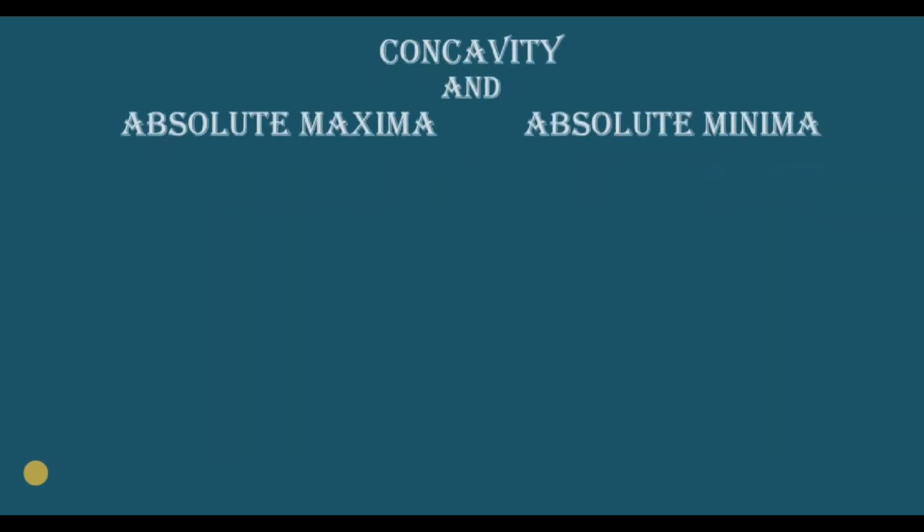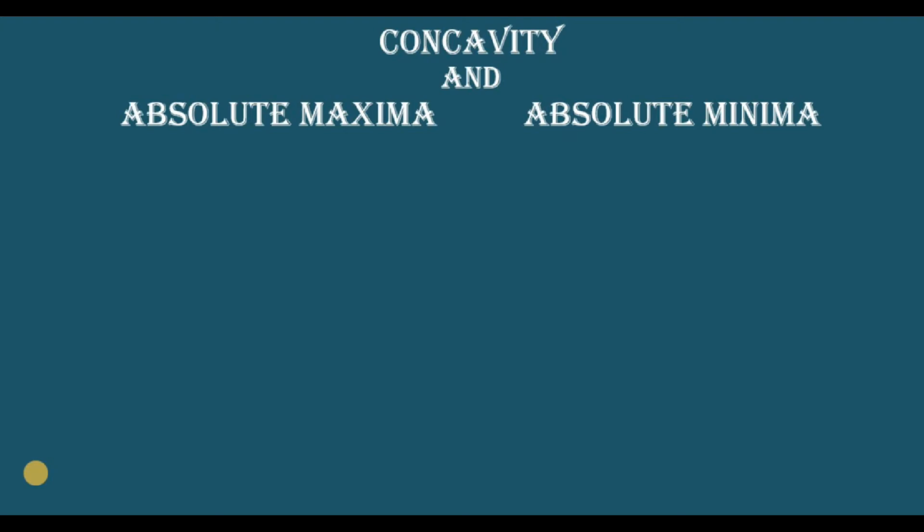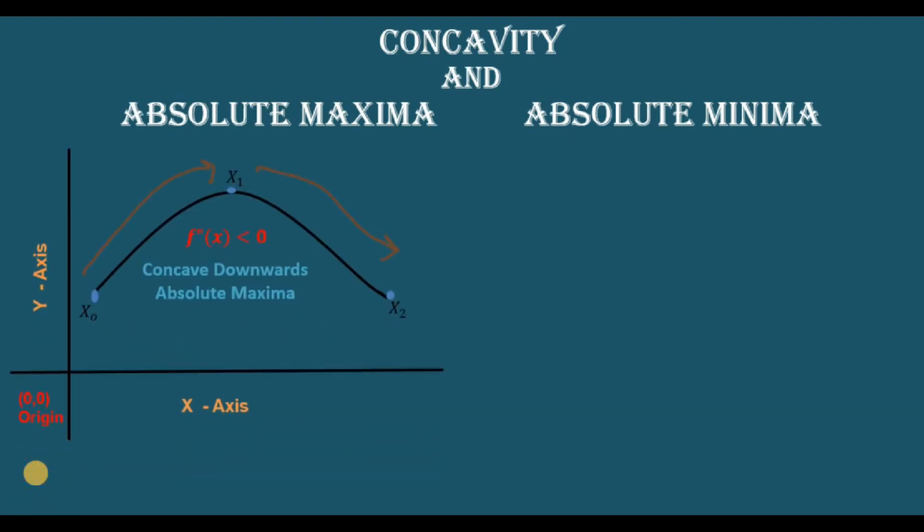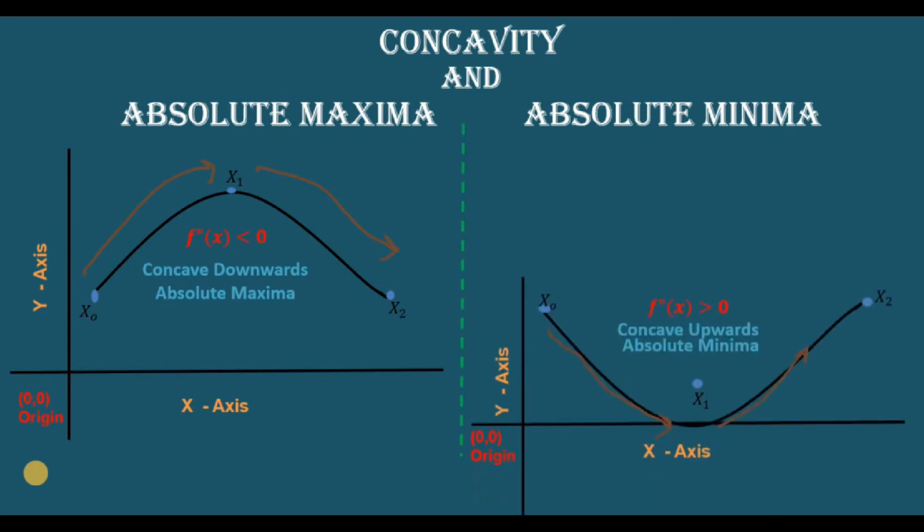Now the second derivative test, f double dash of x. In this we will study concavity and absolute maxima and absolute minima. Now here in the figure we see that the point x0 moves to x1 and then to x2. It gradually rises and then it falls. The result of second derivative is less than 0, which means it is negative and the curve is facing downwards, and in that case we have absolute maximum.